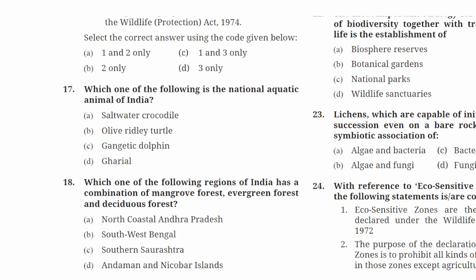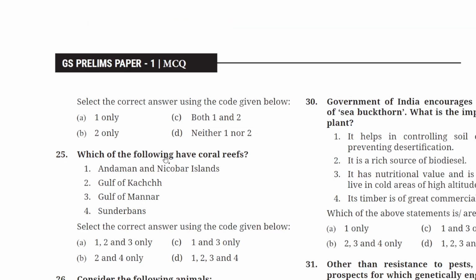In 2009, the government notified the Gangetic dolphin as the national aquatic animal to channel attention and resources towards conserving the species. The dolphins are an indicator species for the river ecosystem and are considered the mascot of a healthy aquatic environment. So those are the facts about Gangetic dolphin.